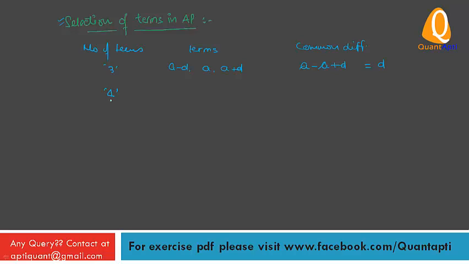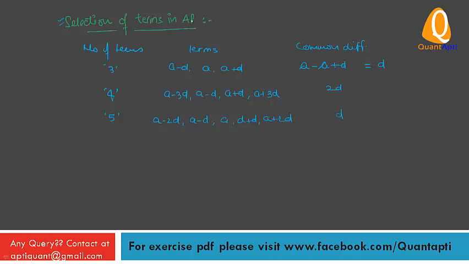If the number of terms is 4, then the terms of an AP are a minus 3d, a minus d, a plus d and a plus 3d. Here the common difference for the AP is given by 2d. If the number of terms is 5, then a minus 2d, a minus d, a, a plus d and a plus 2d. Common difference is d.